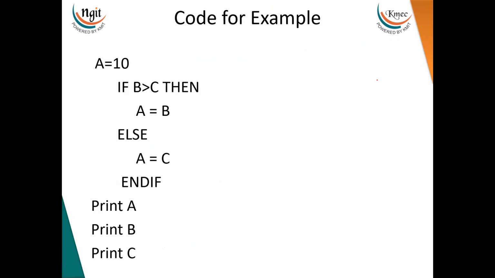For example, let us understand this with a code. If A is equal to 10, then A is given the value 10. And if B greater than C, then A is equal to B. Else A is equal to C. And then print A, B, C.